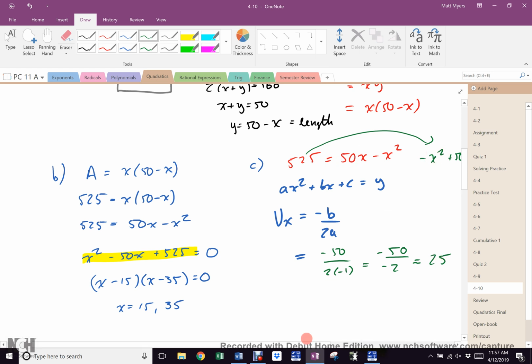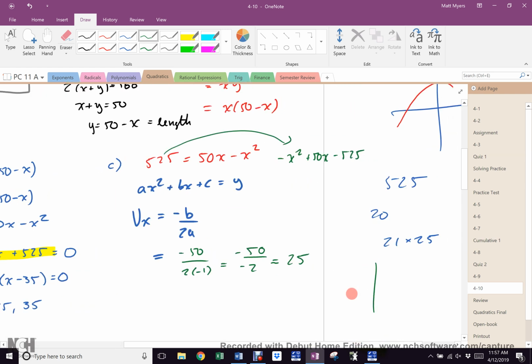This parabola would graph like that, right? Okay. Do we know the roots of the parabola? What are they? 15, right there. And 35, right there, right? Where must the vertex be? Exactly in between them. Is 25 right in between? What's 15 plus 35? 50 divided by 2. So is our vertex correct?